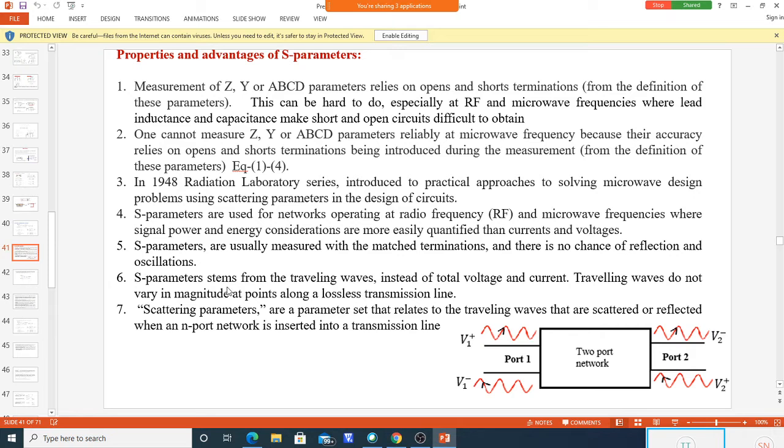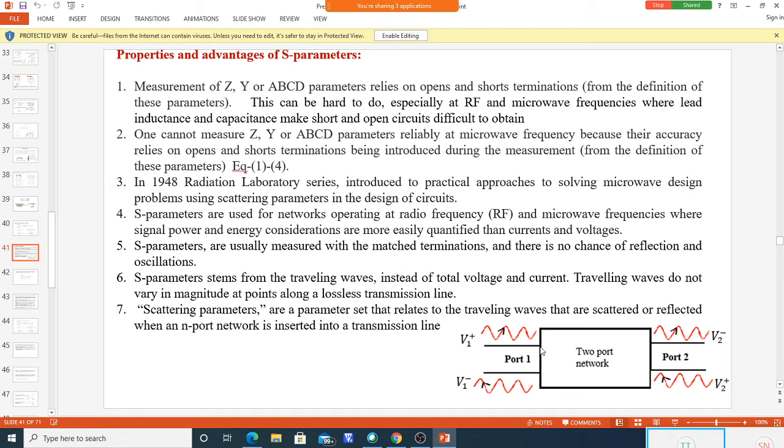Next, S parameters stem from the traveling waves instead of total voltage and current. So we are not measuring total voltage or current. If you try to measure total voltage and current, there are waves: an incident wave and a reflected wave. The net voltage is the addition of the incident and the reflected wave. This addition gives rise to the standing wave. Standing wave means it has minima and maxima.